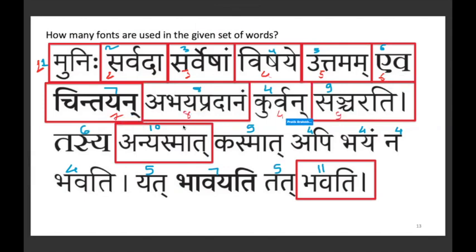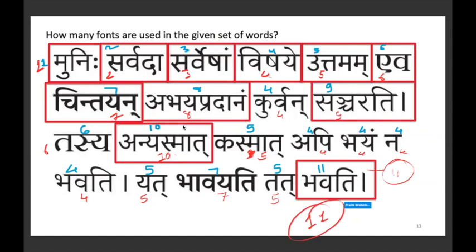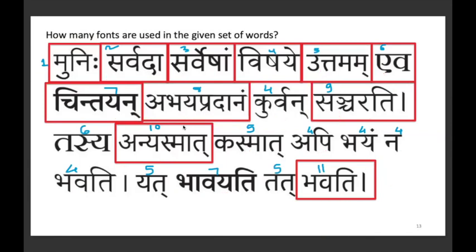This is 4th font. This is 6th font. This is 10th. Sorry, this is not 9th, this is 5th font. This is 4th, 4th, 4th, 4th. This is 5th font. This is 7th font. This is 5th font. And then the last will be the 11th font. So the total number of fonts in the diagram are 11. Okay. Move to the next one now.